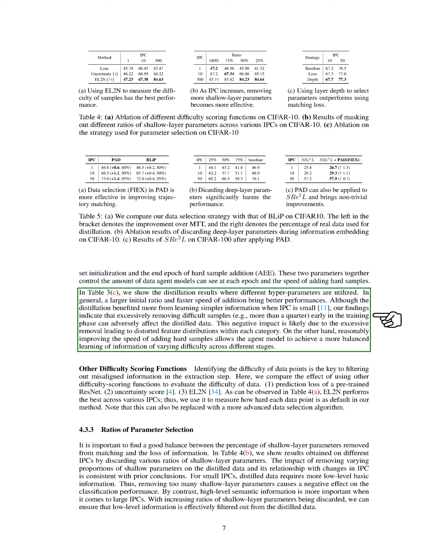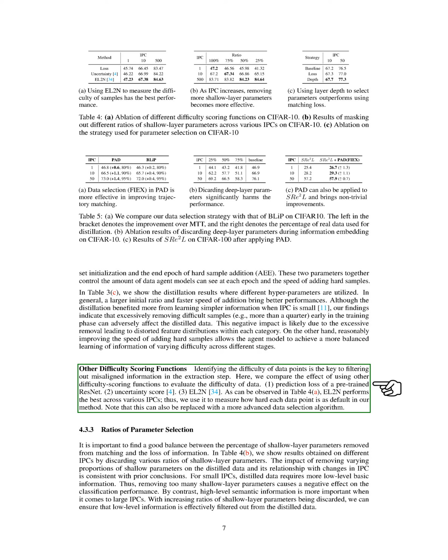Section: Other difficulty scoring functions. In this section, we explore the importance of identifying the difficulty of data points to filter out misaligned information during extraction. We compare different difficulty scoring functions, including the prediction loss from a pre-trained ResNet, uncertainty scores, and EL2N. Our findings, shown in Table 4, indicate that EL2N performs the best across various IPCs, so we adopt it as the default measure for data point difficulty, although we note that it can be replaced with a more advanced selection algorithm.